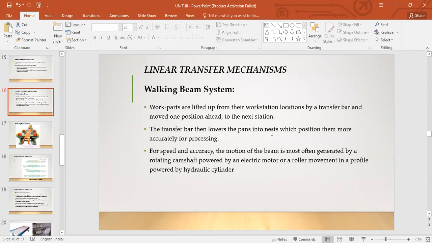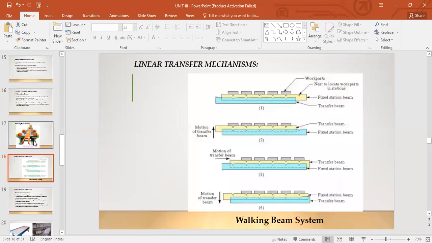For speed and accuracy, the motion of the beam is most often generated by a rotating camshaft powered by an electric motor, or a roller movement in a profile powered by a hydraulic cylinder. So that motion mechanism is generated by a rotating camshaft powered by an electric motor, or a roller movement in a profile powered by a hydraulic cylinder. So we have seen the two, right?